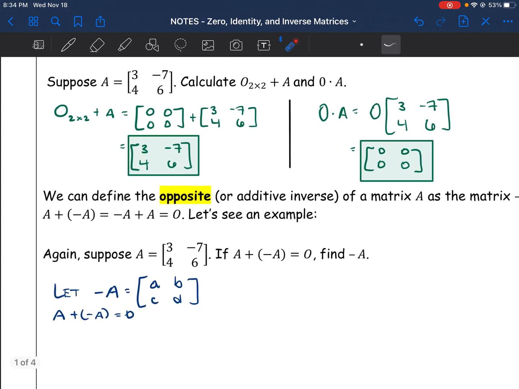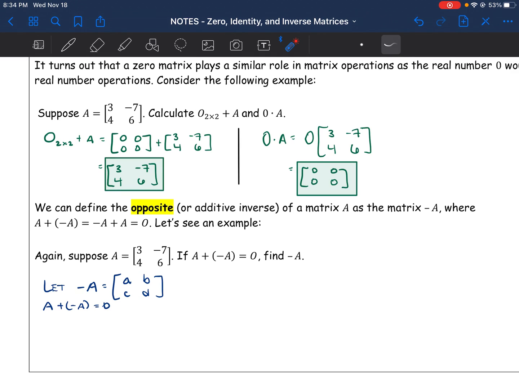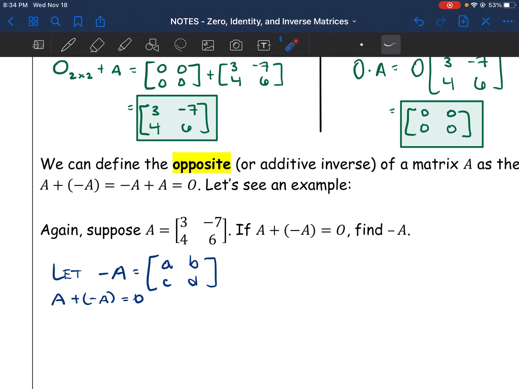Now, with matrices, we can define the opposite or additive inverse of a matrix A as the matrix -A, where A plus -A will equal -A plus A, which will equal a zero matrix of the same dimension of A. Let's see an example. So, suppose, again, let's use the same A matrix with elements 3, -7, 4, and 6. We want to calculate A plus -A equals the zero matrix. So we're saying if A plus -A equals the zero matrix, we want to find -A, which is the additive inverse or the opposite of A.